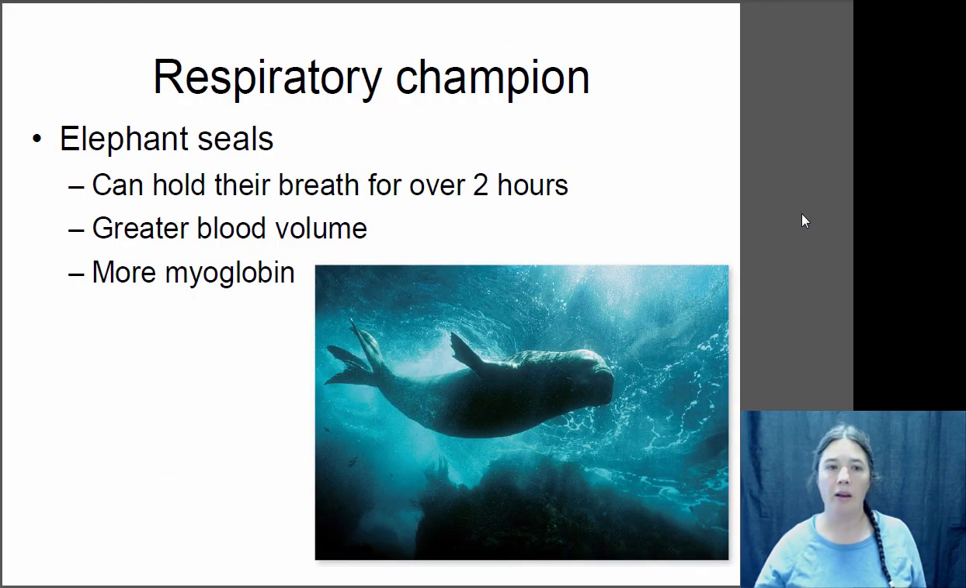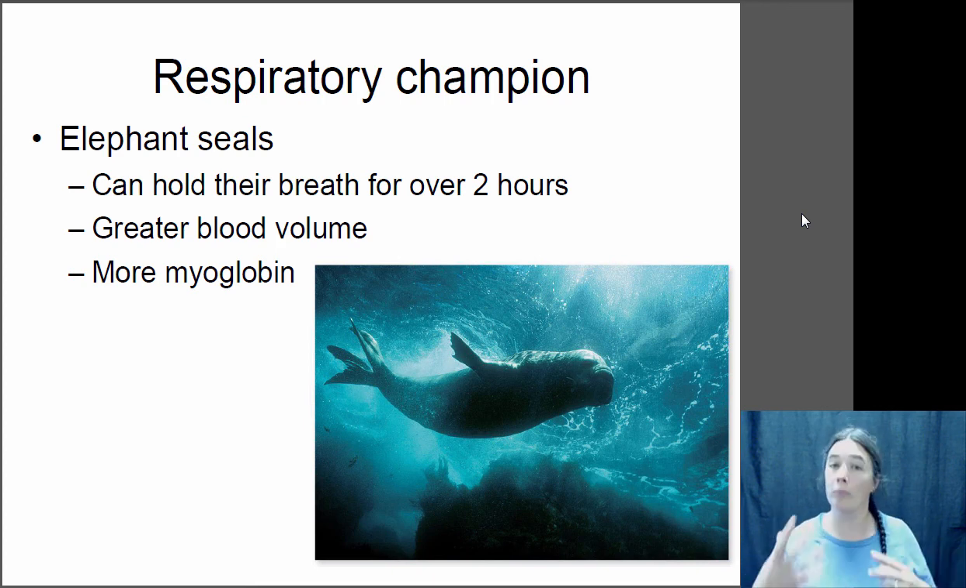One more animal diving champion is the elephant seal. The elephant seal can hold its breath. It's a mammal, so it needs a lot of oxygen, but it can hold its breath for over 2 hours. And what allows them to do that is that they have a very large blood volume. So they actually have specialized blood vessels in their abdomen that will store blood.